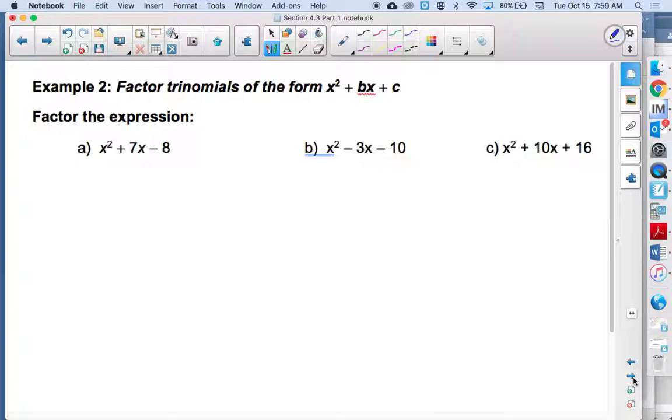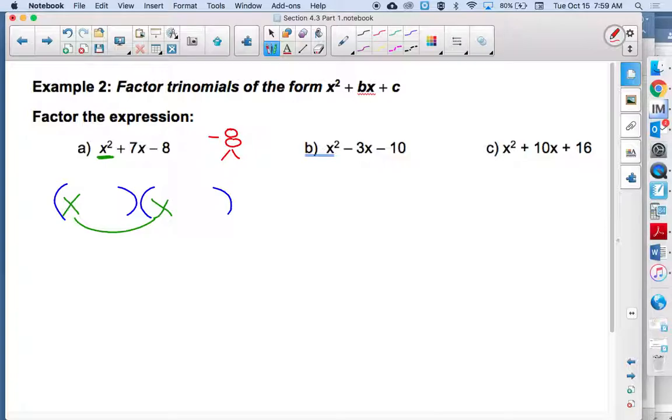Does anybody remember how to factor this? Peter, do you remember? So you put two sets of parentheses down below, and then each parentheses has x in it. Because when we FOIL, the first term is x squared, so those first terms have to be an x to multiply together to get x squared. So then your other two terms have to add up to get 7 and multiply to be the negative 8, that's called our C term.